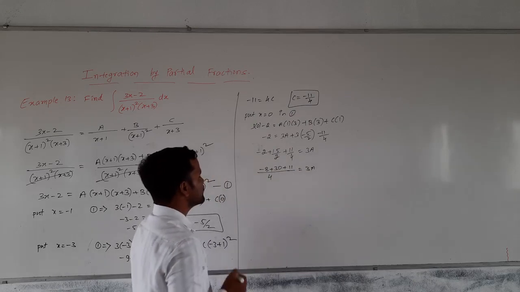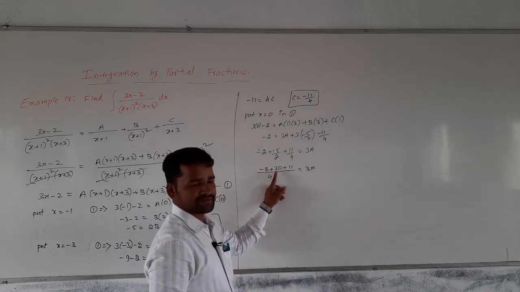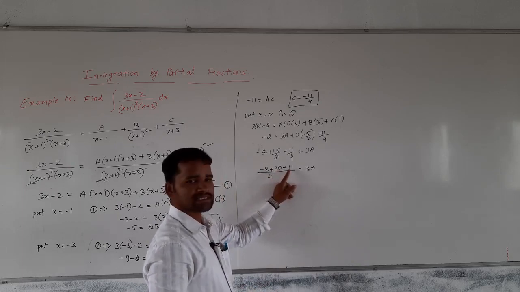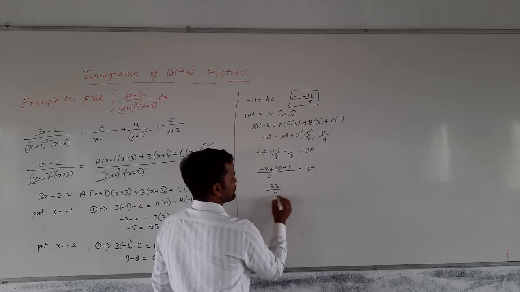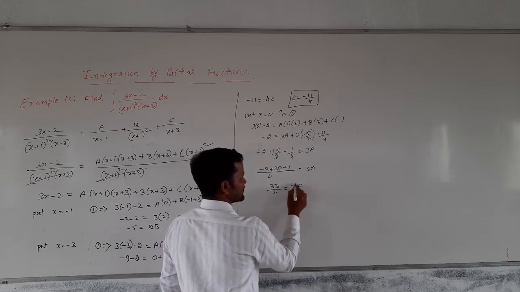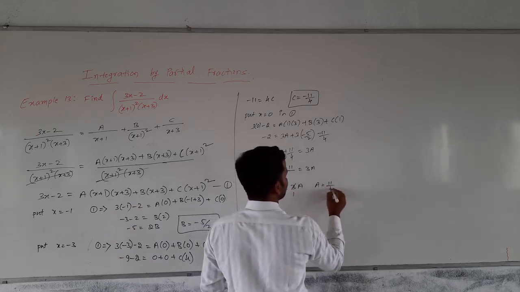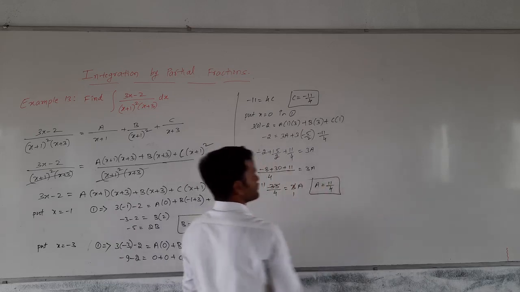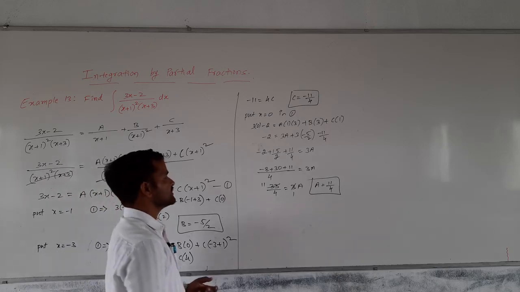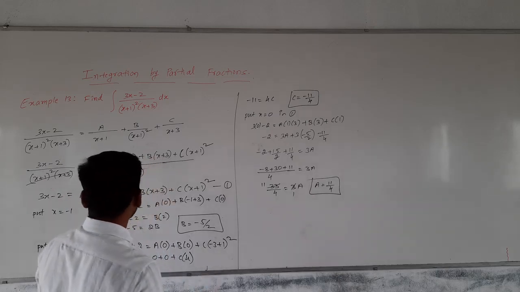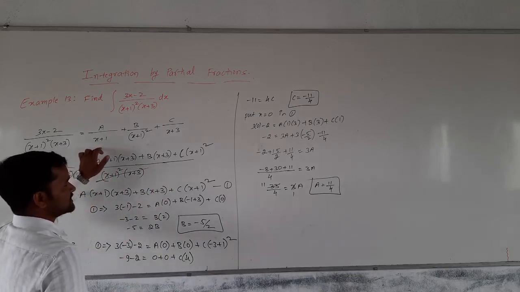What happens here? −8 plus 30 is plus 22. 22 plus 11 is 33. 33/4 is equal to 3a. 3 ones are 3, 11s are 33. What is the value of a? Value of a is 11/4. The a value we got, b value and also c value we have calculated. Now all these values we will substitute in this expression.